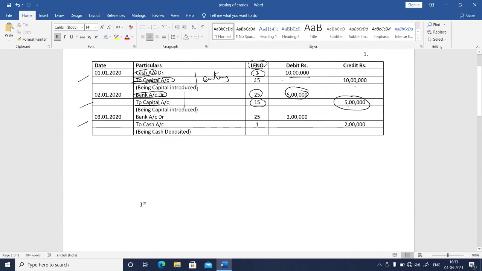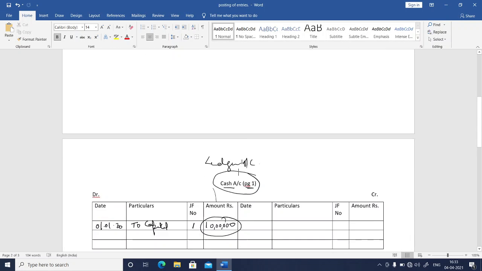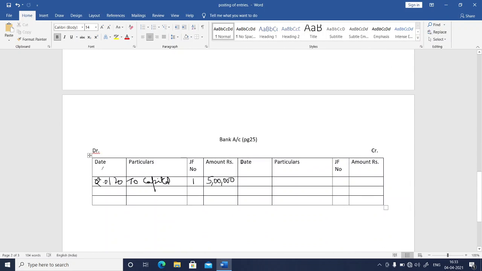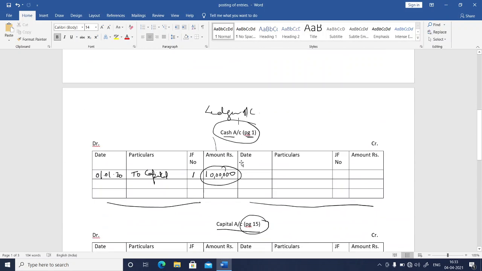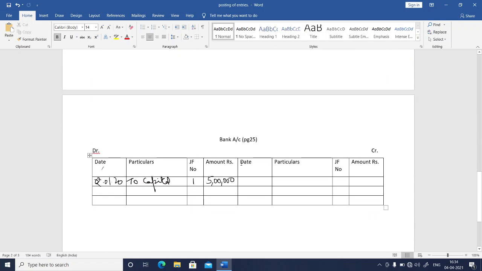Now we have the third entry before us. Bank account debit to cash account 2 lakh rupees. Bank account has to be debited again with 2 lakh rupees. I go to bank account. What is the date of the transaction? 3rd January 2020. I'll write here 3rd January 2020. I'll write here 'to cash'.